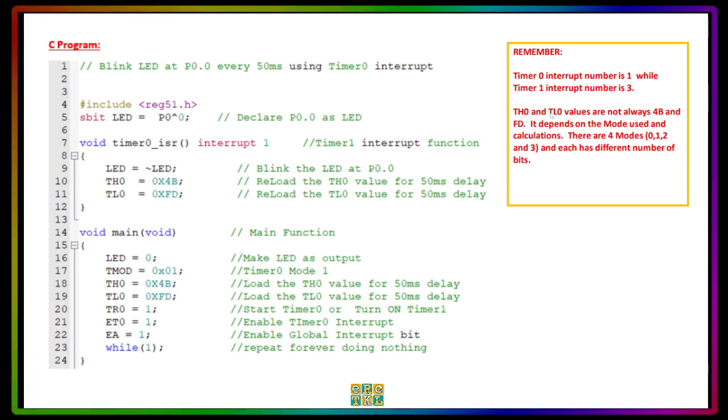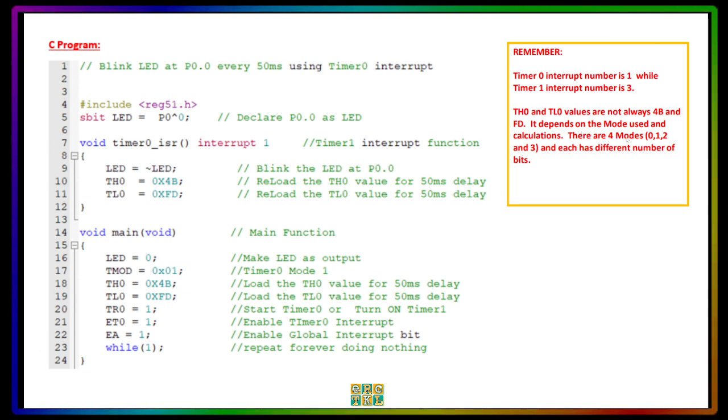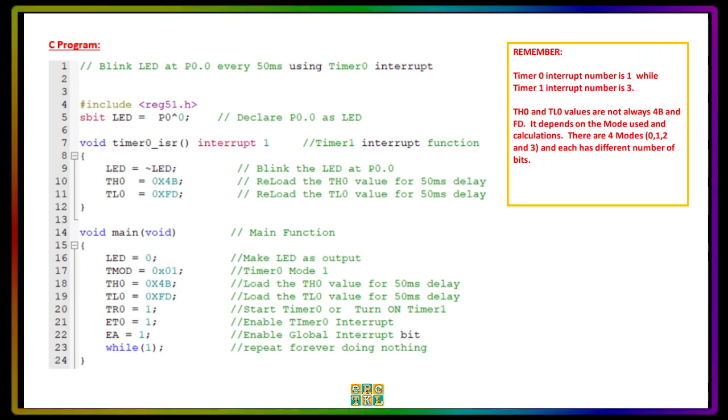Now, the TH0 and TL0 values are not always 4B and FD. Again, it depends on the mode that you are using and the calculations. Now, there are 4 modes. Remember, mode 0, mode 1, mode 2, and mode 3. And each of them has different numbers of bits.